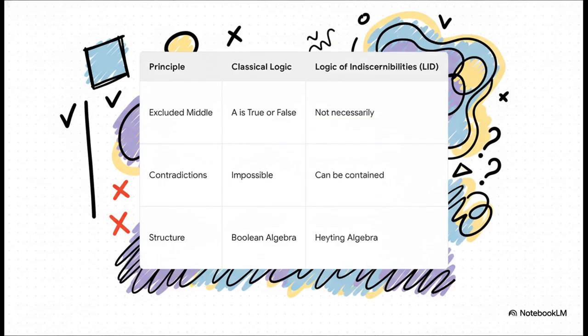And whoa, the differences are radical. In classical logic, there's the law of the excluded middle. Everything must be either true or false, period. LID says, not necessarily. It allows for an in-between state. Classical logic also says that a contradiction, A and not A, breaks everything. The whole system collapses. But LID can actually contain certain kinds of contradictions without falling apart. We're talking about a completely different underlying structure.